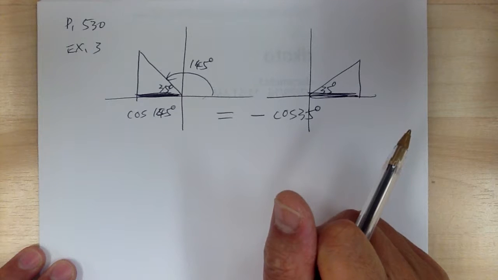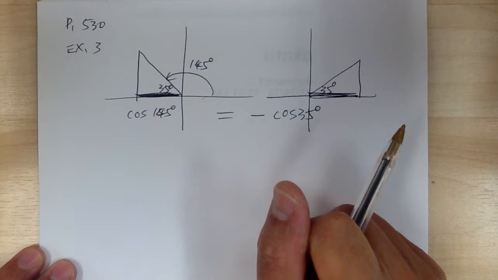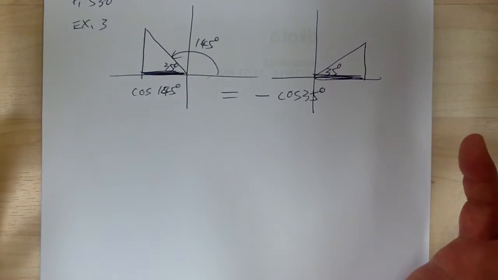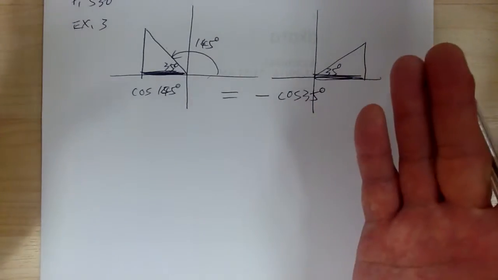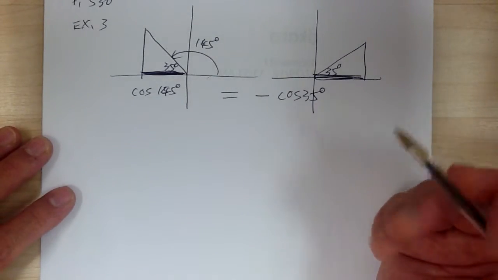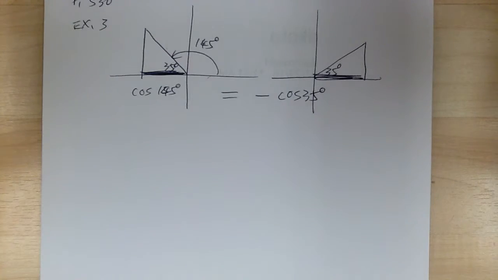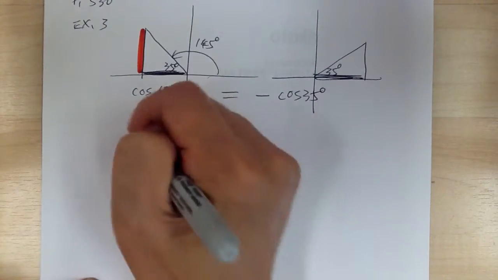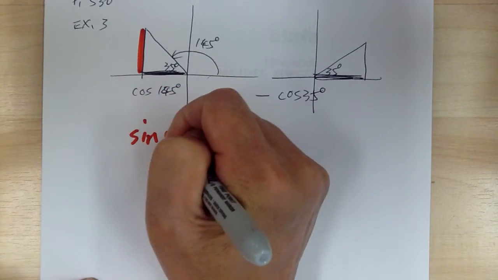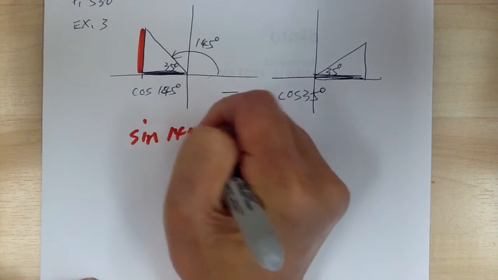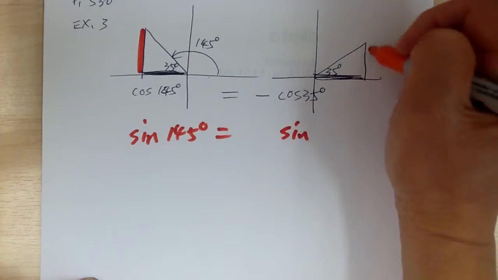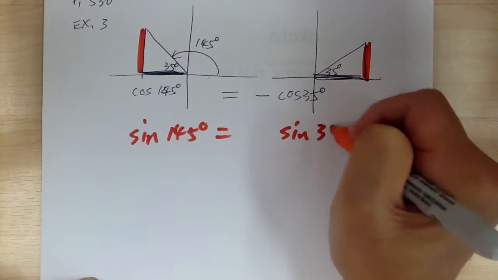Okay, now let's continue on. So let's use the same example. What happens if you're looking for sine? Well, if it's a sine function, it's up here, right? So the sine of 145 degrees will equal the sine of, and this one would be over here, right? So it'd be 35 degrees.